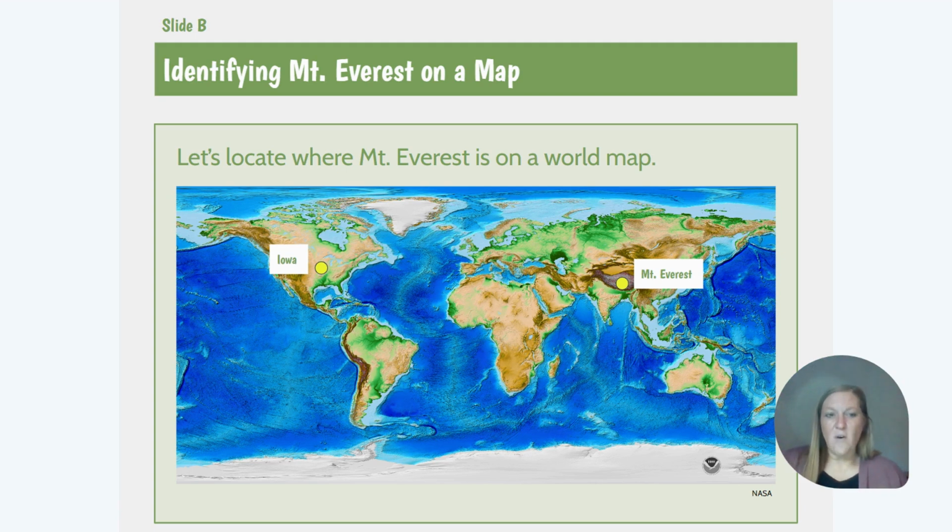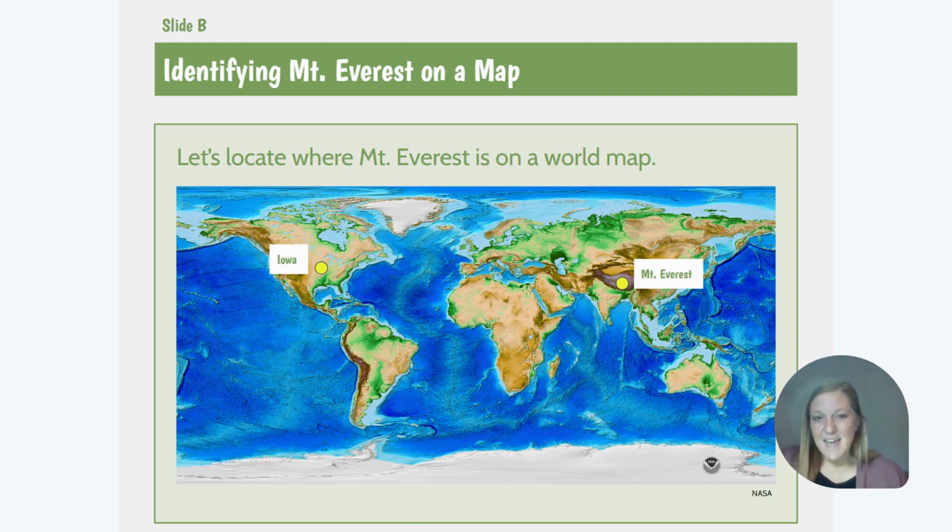All right, so I was kind of unsure where Mount Everest was even located, so I've put this on a map, and I actually also placed where I'm located in Iowa. So you can see on this map that I'm all the way over in North America, where Iowa is located, and then it looks like Mount Everest is actually located in Asia, and that's 7,600 miles between my location in Iowa and Mount Everest.